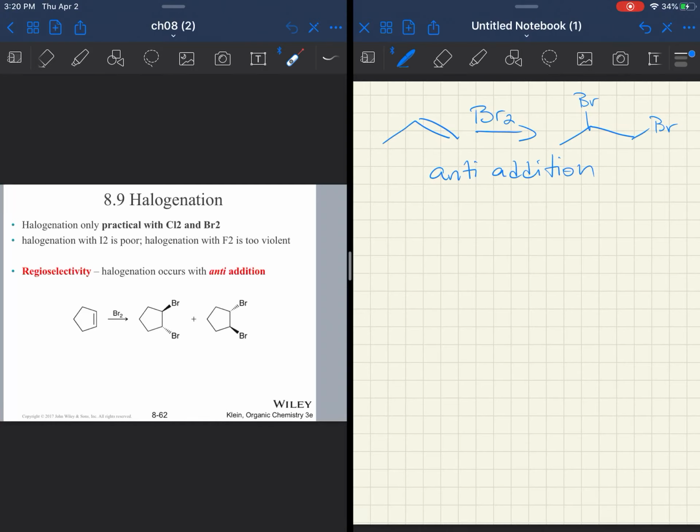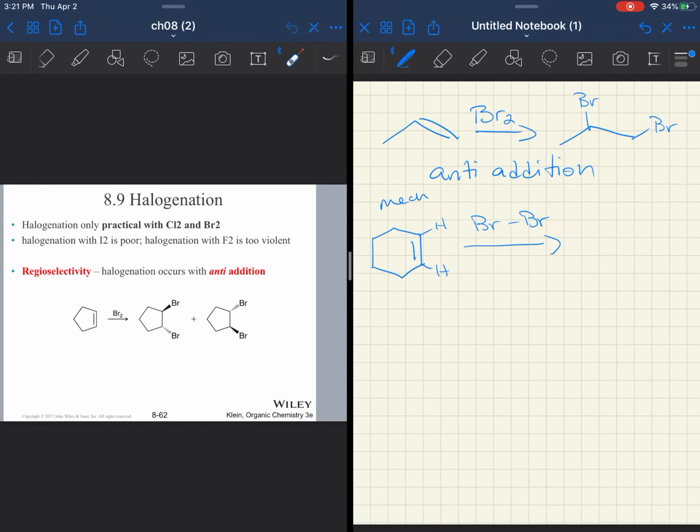It is important to know that this is an anti-addition. You are going to need to know the mechanism. So we're going to jump into the mechanism, and I'm going to do it over here on the whiteboard, and then I'll show you the slides because I do it just a hair different than Klein. Both would be okay with me though. All right, since it's an anti-addition, I'm going to use a cyclic alkene mechanism. There's a hydrogen on both sides here, and we've got bromine.